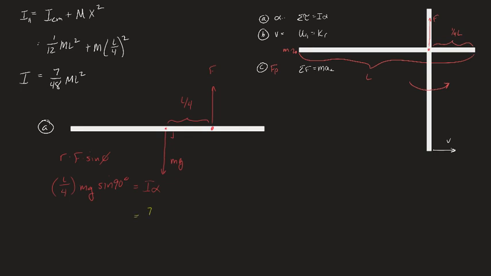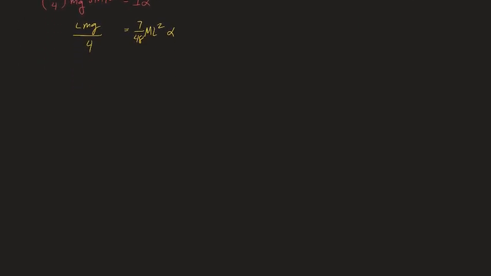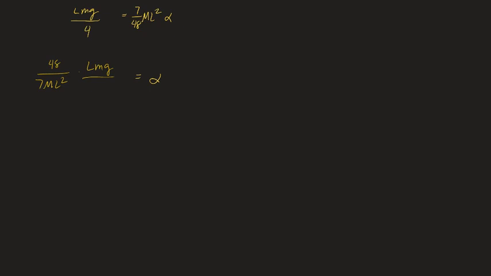So 7/48 ml squared alpha. And this is, let's see, LMG/4. Now, apart from all that, this is just algebra. It's a mess of letters and numbers of which you're going to have to kind of work on it. I want alpha by itself, so that'll be 48/7 ml squared times LMG/4. I tried to skip through these steps in 6th period.